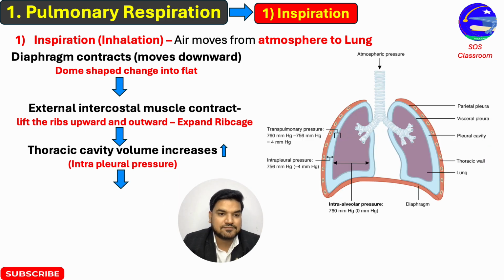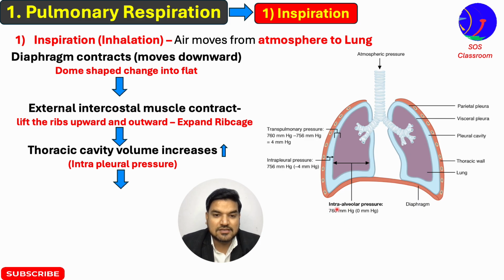In the next step, what will happen? The thoracic cavity volume increases. Why? Because the diaphragm contracts and the external intercostal muscles contract, which leads to an increase in the thoracic cavity volume. So what are the pressures?